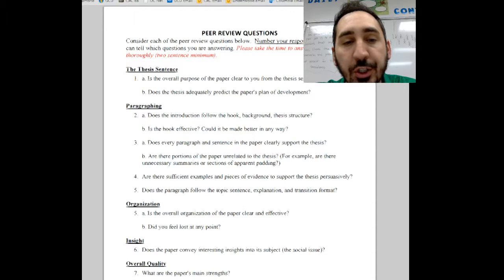Big thing though, while you're using these questions, you're not picking questions that are good. Make sure that the questions you choose are the questions that the person could use some support in. For instance, if they had a good thesis, don't pick 1B. Does the thesis adequately predict the paper's plan of development? If they did well in that one, don't pick it. You don't want to just say, yeah, you had a good thesis, good job, I really appreciate it, and I think it really predicted the paper's plan of development. Well, that doesn't give them any feedback. That says they did a good job, sure, but they need peer revisions. They need suggestions on what to do better.